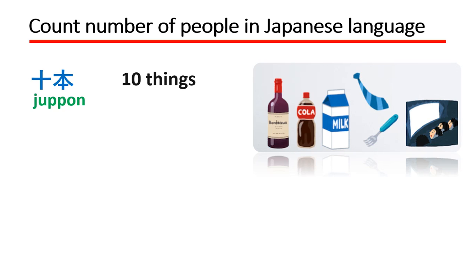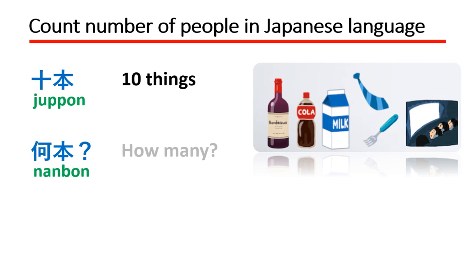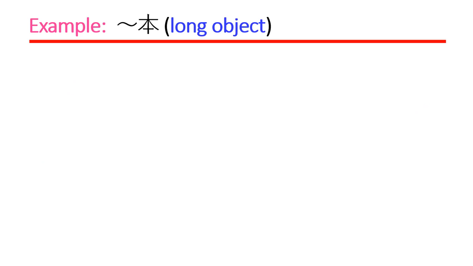Jippon, 10 things. Nanbon, which means how many. When you want to ask how many long objects, such as cola or milk or necktie, you should use nanbon. So next we are going to see some examples of how to use hon, bon, pon for long objects.